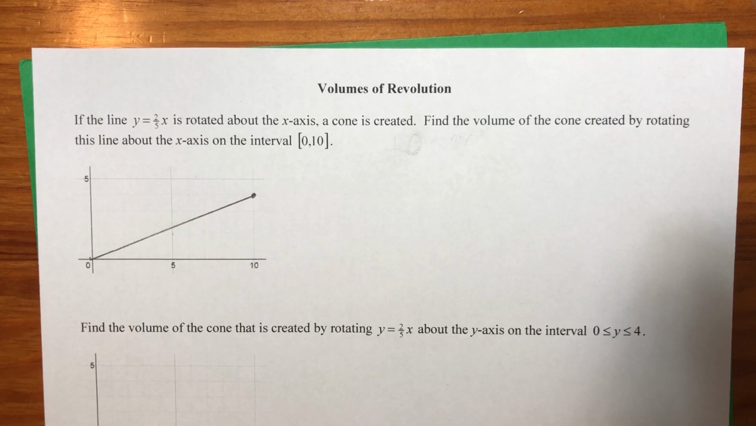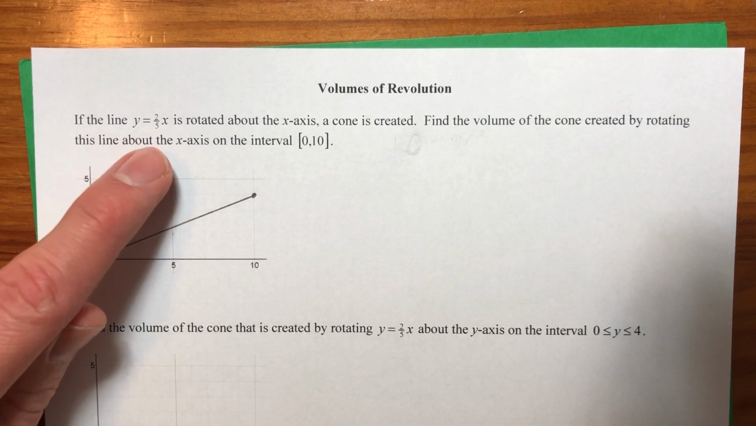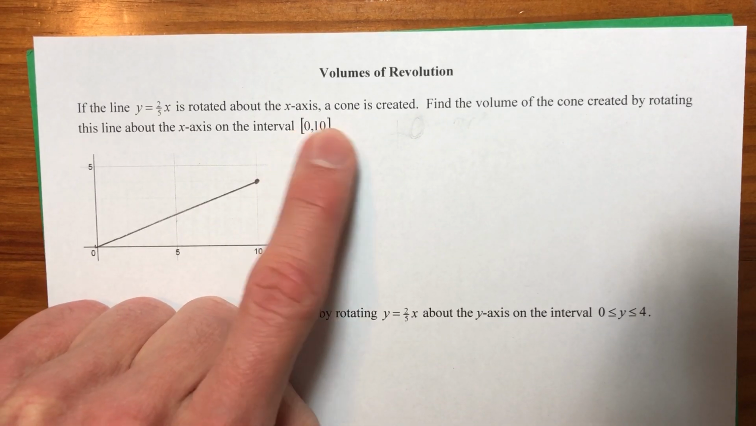This is one of those lessons that's very hard to visualize. So I'm going to do my best to make it come alive for you as much as I can, making it 3D on two-dimensional paper. So the line y equals 2/5 x is rotated around the x-axis and a cone is created.